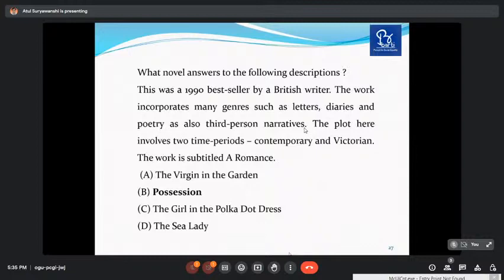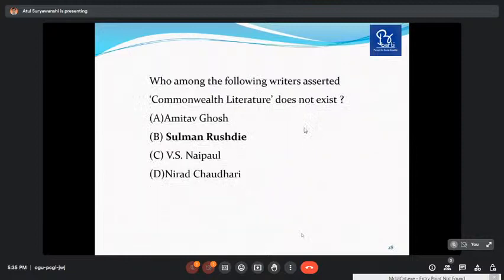The options are The Virgin in the Garden, Possession, The Girl in the Polka Dot Dress, and The Sea Lady. The correct answer is Possession. So many times a description is given and it is asked to identify the novel in the examination. So we should know the features and characteristics of that particular novel when we study. These points are very important for the sake of the exam.